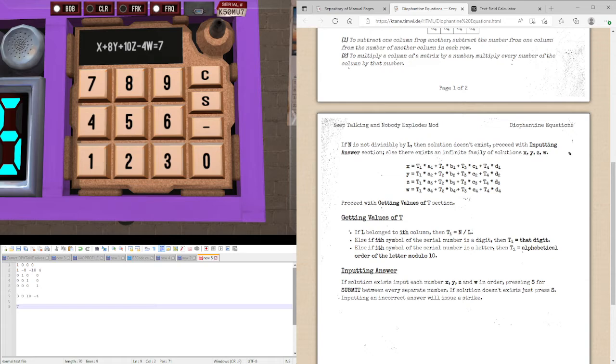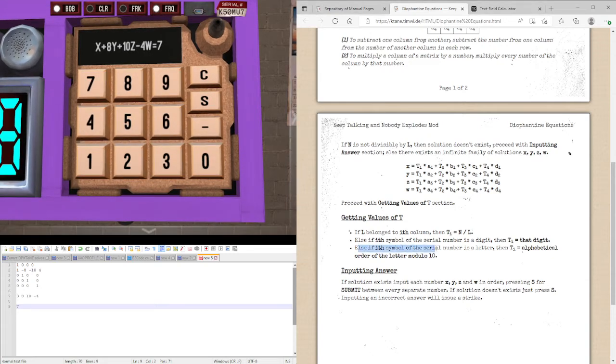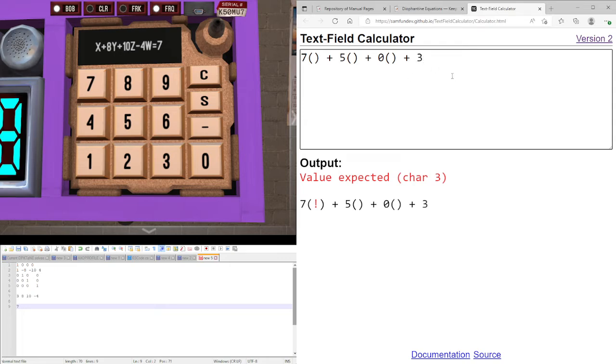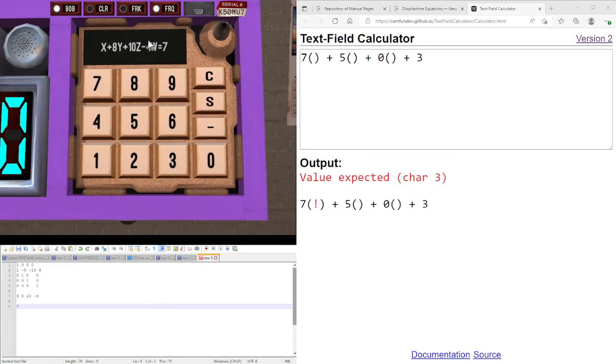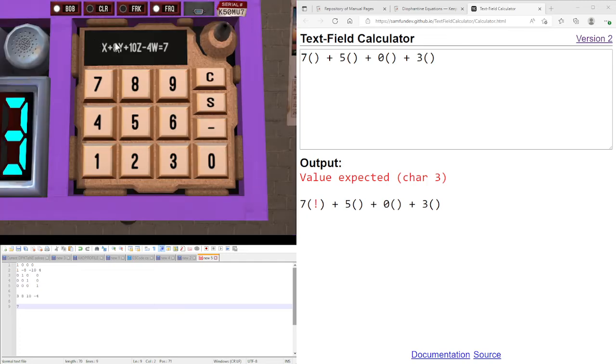Right, T4, we have M. If the I symbol is a letter, then T of I is the alphabetical order of the letter modulo 10. M is 13, modulo 10 is 3. You can have negative numbers here, where the L ended up being a negative number and this was positive, so then you would get a negative coefficient for this as well.